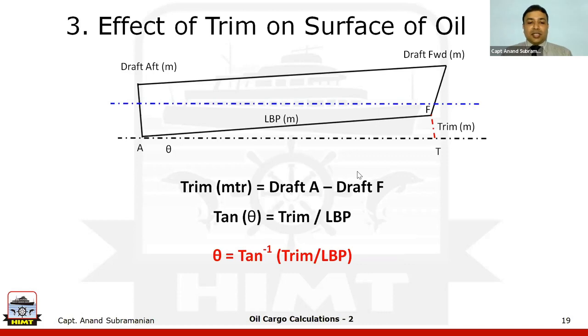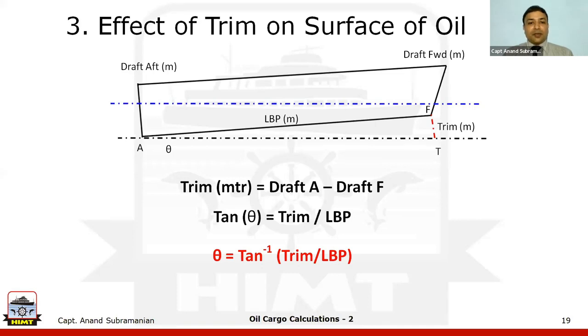Now theta value is tan inverse. That means we take out this tan and take it on the other side. So it becomes tan inverse of trim by LBP. Clear? So wherever the value for theta comes in, we can safely transpose it by putting tan inverse of trim by LBP. We will get the value for theta. Is the concept understood?